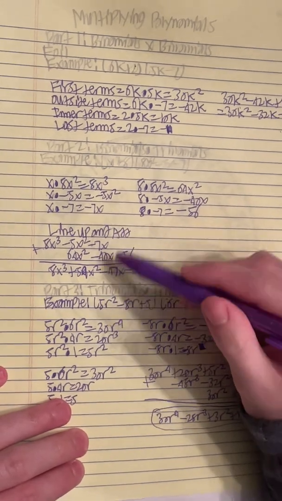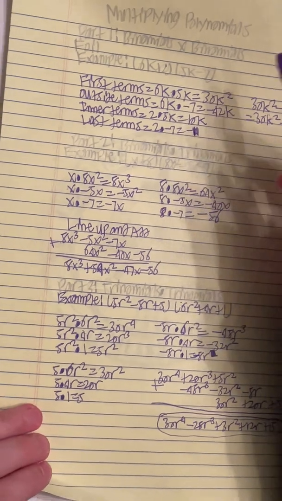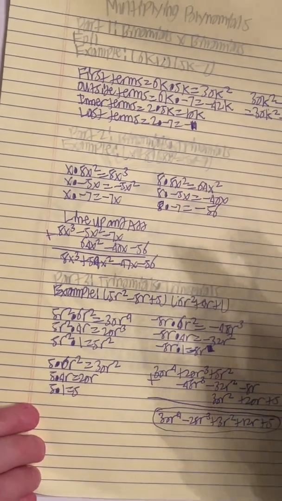So for these two, you're going to use the exact same method. For this one, you're going to use the FOIL method. Really, really simple. Just takes a little bit of practice and you'll be able to get it down.